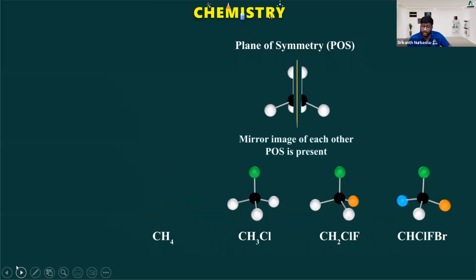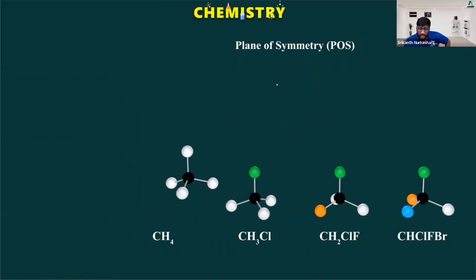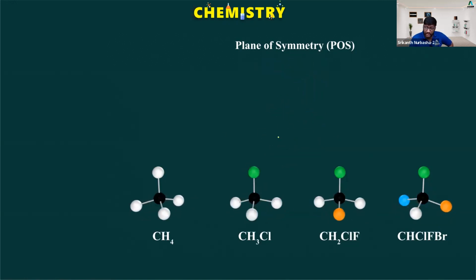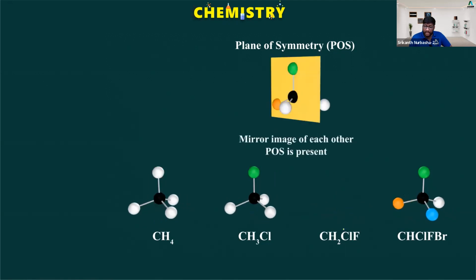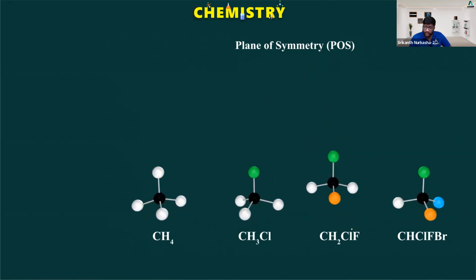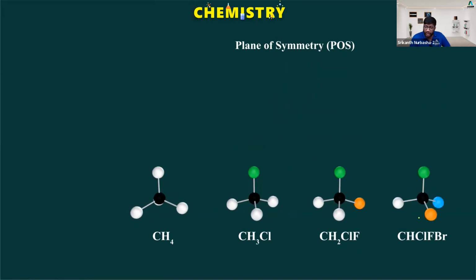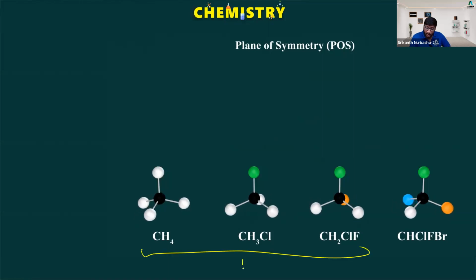Check it out. Like CH4, you have no doubt, because I can cut the molecule in such a way. CH3Cl also I can cut in this fashion. CH2ClF I can cut in this fashion too. Both halves are symmetrical. You can check. CHClFBr: here, if I try to cut, I am not going to have a plane of symmetry. So in these three molecules, a plane of symmetry is present, and in the fourth molecule, no plane of symmetry and no center of symmetry also. So this compound is said to be optically active. The remaining three are optically inactive.